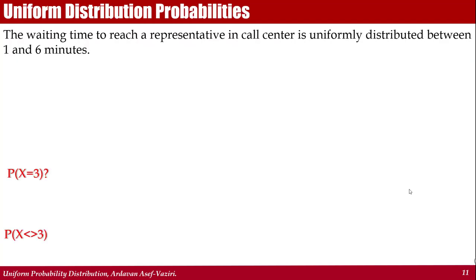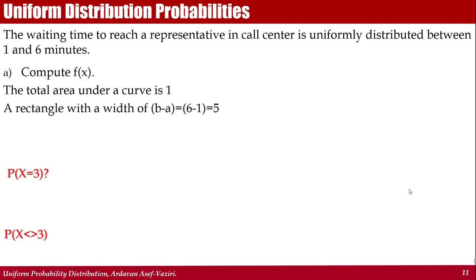Now let's go back to our imaginary die. Suppose waiting time in a line is uniformly distributed between 1 and 6 minutes. Compute f of x. The total area under the curve is 1.